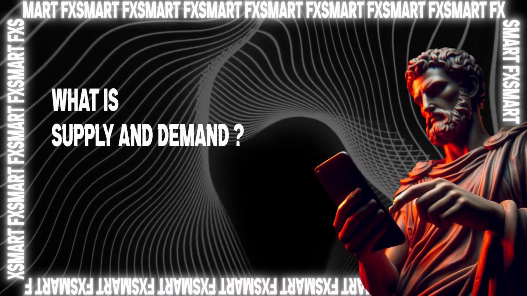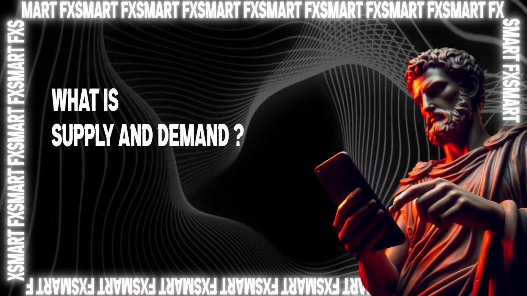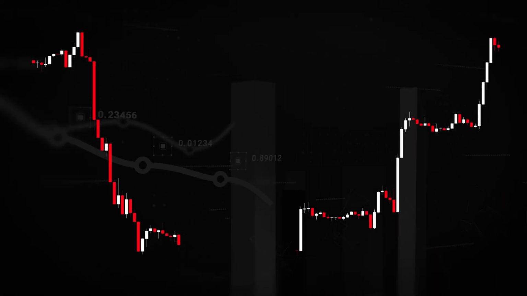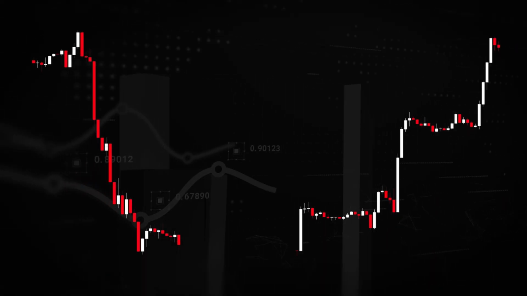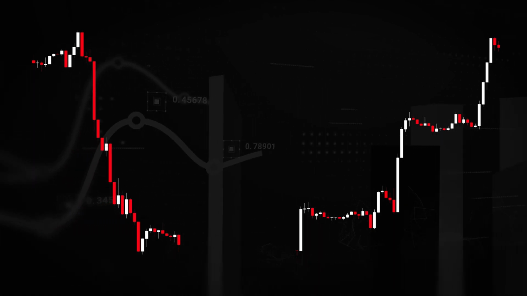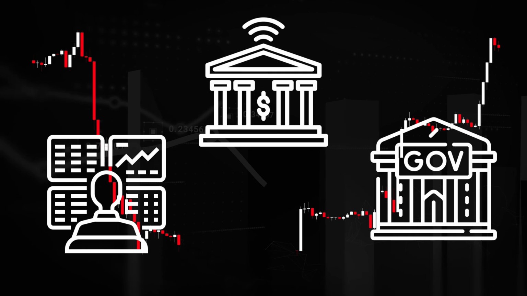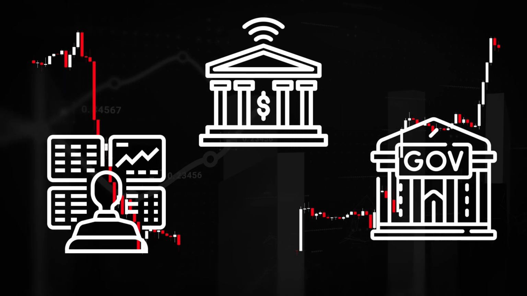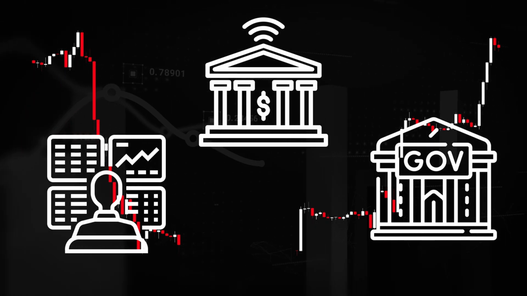What is supply and demand? Supply and demand in trading essentially represent aggressive buying and selling. We focus on these strong movements because they indicate that major players, such as big banks and institutions, are actively participating in the market, driving prices in a particular direction.